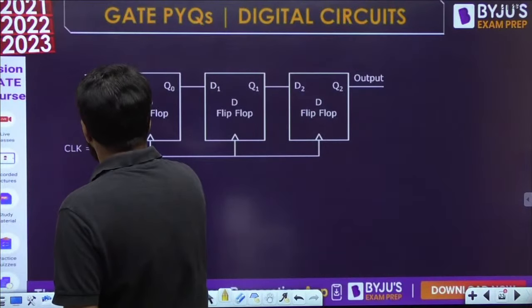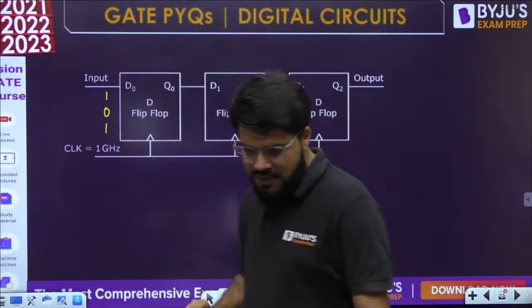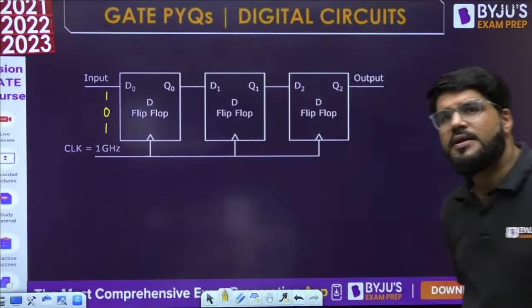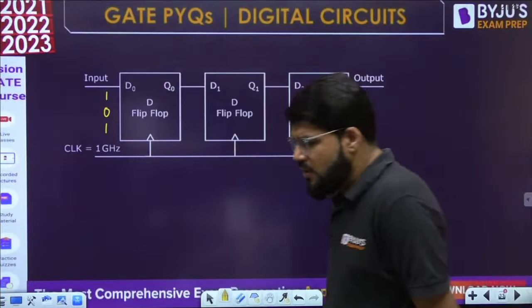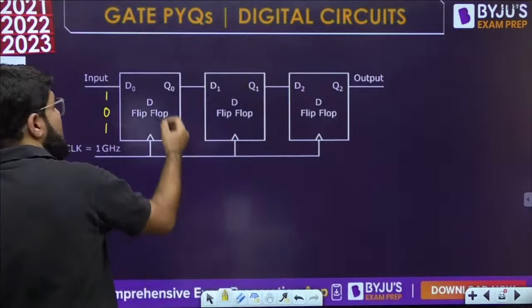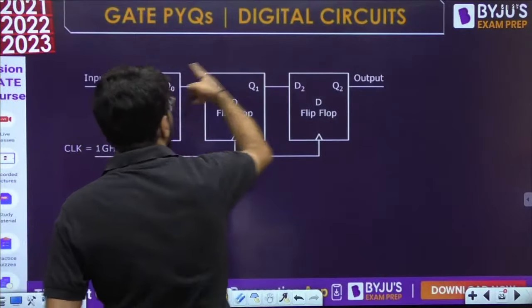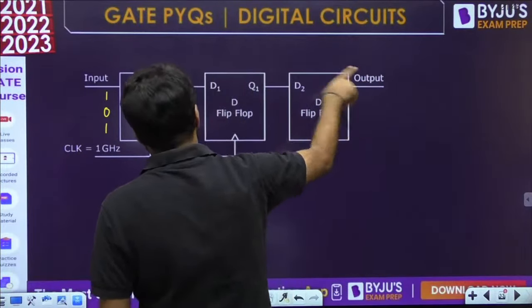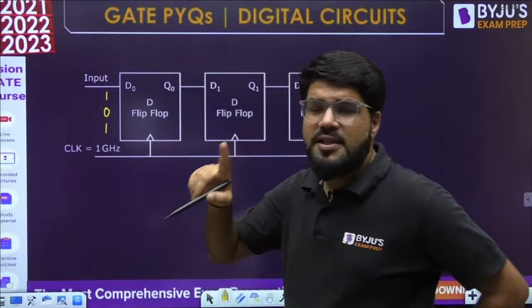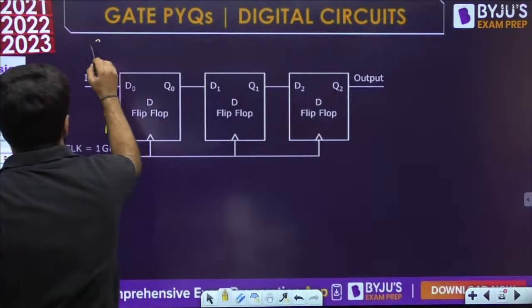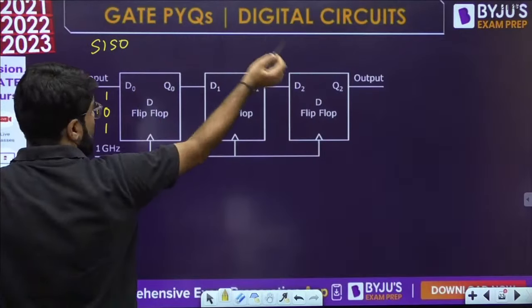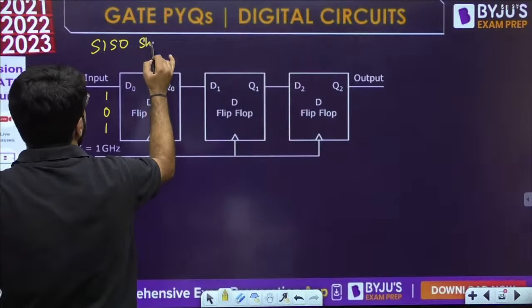Then you apply 0, then you apply 1. Let us consider this case. Let us say you are applying 101. We all know that it is a shift register, with one input pin and one output pin. So it is a SISO shift register: single input, only single output bit.